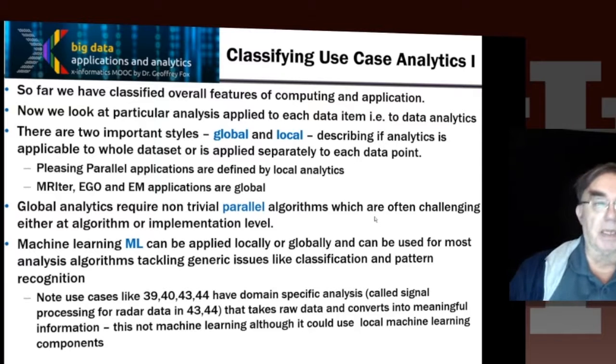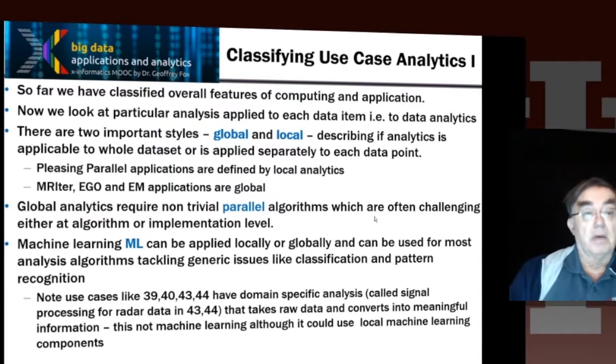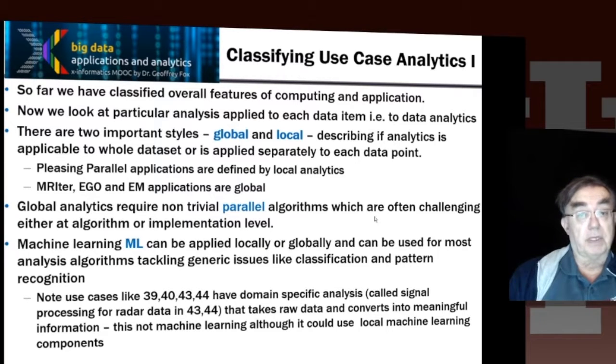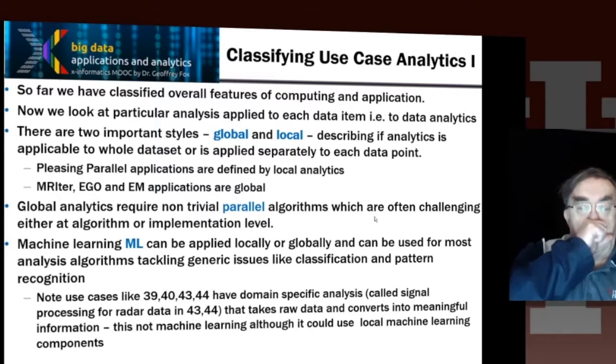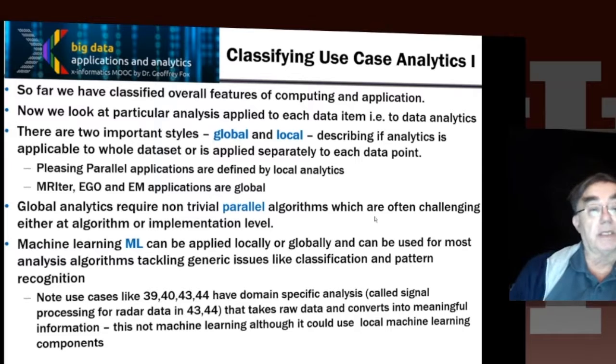And with pleasingly parallel applications, like in particle physics, you have a local computation, which is really messy, and takes 10 seconds for the average event from Atlas and CMS. If you do heavy ion collisions, it takes a lot longer, in fact. And so that's one case.